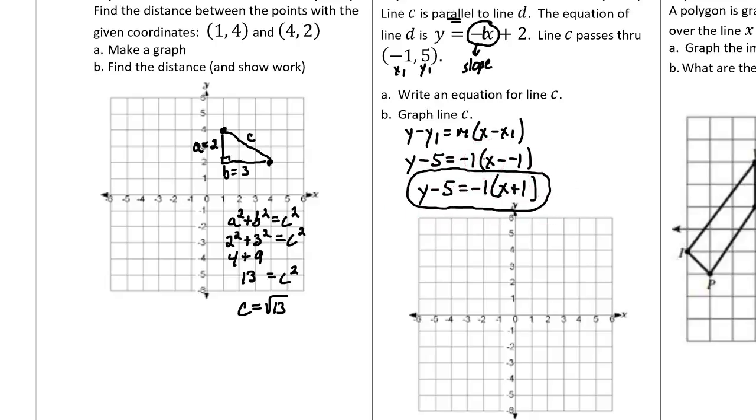Now in question B, we're asked to graph this line. This line goes through the point -1, 5. So left to -1 and then up to the 5. Here's a dot. The slope of this line is -1. That means to go down 1 unit and right 1 unit. Here is our line.